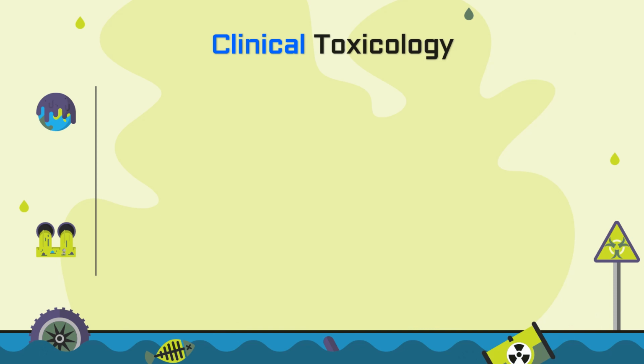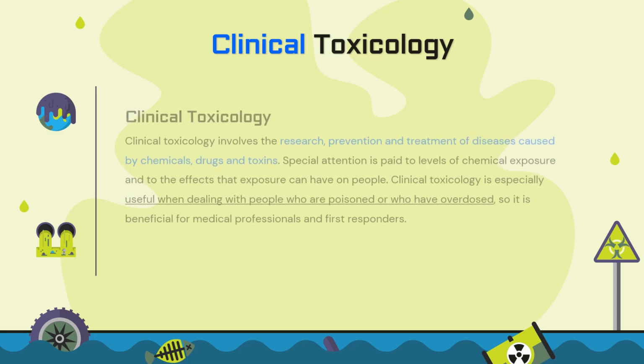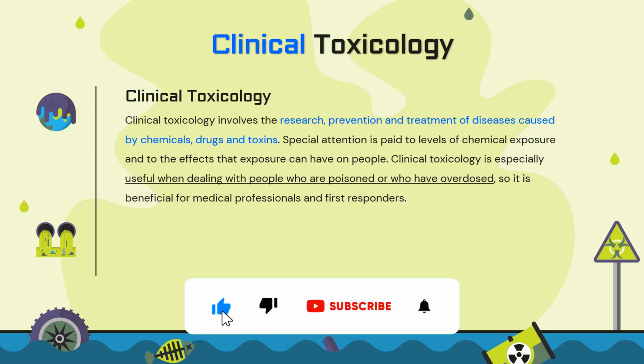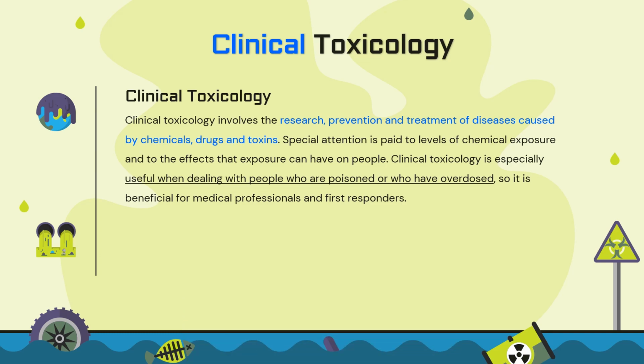Now, in terms of clinical trials, drug development and medicine, we have a branch of toxicology, which is clinical toxicology. So it is very important to understand what exactly clinical toxicology is. Clinical toxicology involves research, prevention, and treatment of diseases that are caused by chemicals, drugs, and toxins. Special attention is paid to the level of chemical exposure and the effect the exposure can have on people, the real people. Clinical toxicology is also useful when dealing with people who are poisoned or have overdosed, people who take an overdose or who are poisoned by a certain medication or chemical.